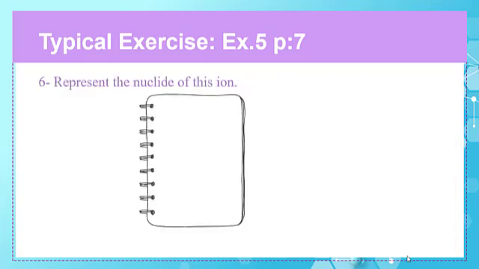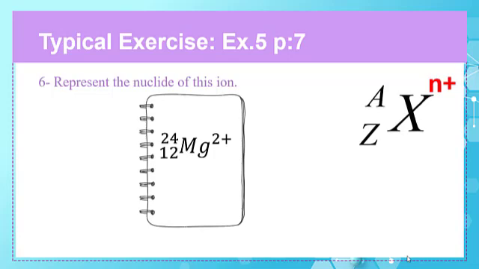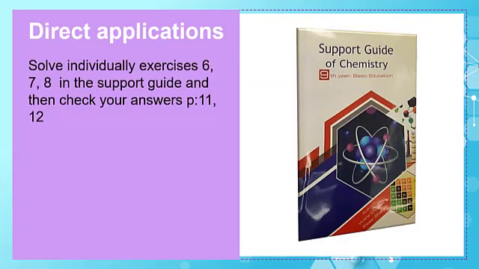Number 6. Represent the nuclide of this ion. The nuclide, as a rule, is X with A, Z, and the charge n+, because this is a cation. X is the symbol of the ion, which is Mg. We write Z, which is 12, and A, which is 24. They were given for the atom, and they remain the same for the ion, and the charge, which is 2 plus. Now, please solve individually exercises 6, 7, and 8 in the support guide, and then check your answers page 11 and 12.